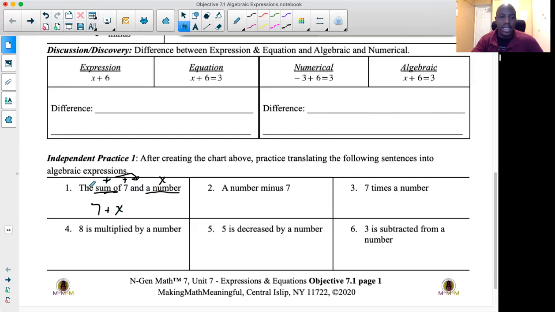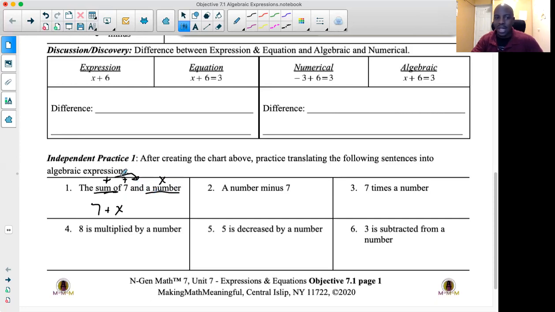So I'm going to read it again. The sum of means this is the answer to addition. But that plus sign is not going to go in front of the 7. It's going to go in the middle where the word and is. So, the sum of, 7 plus, that's what we've got so far. 7 plus a number. A number represents the letter X.